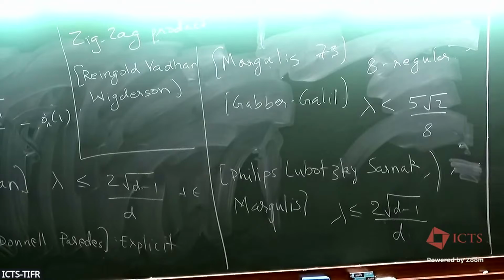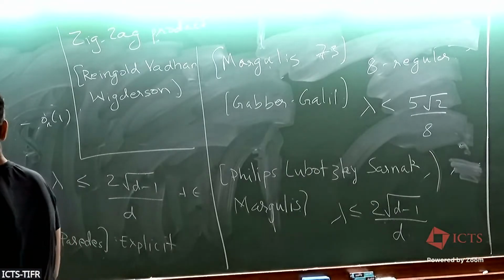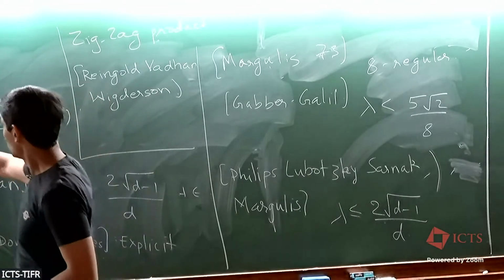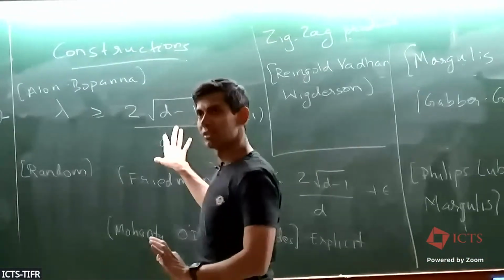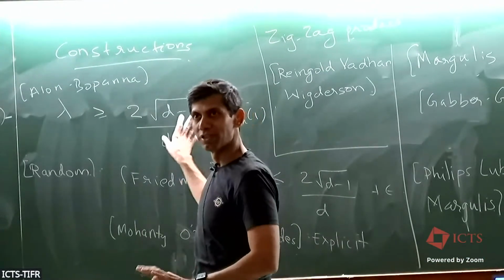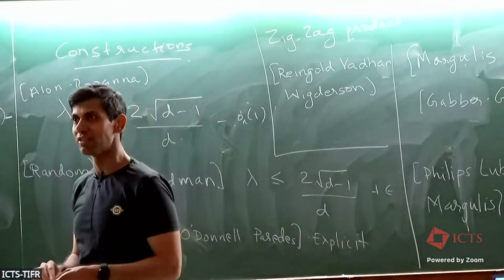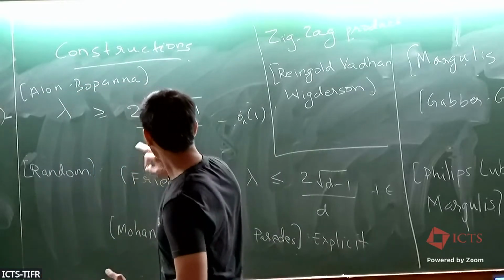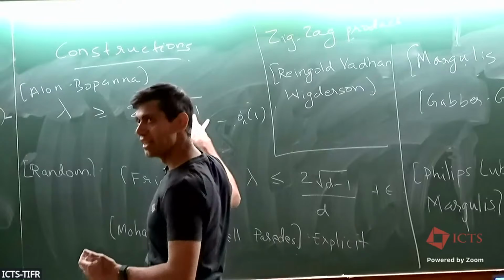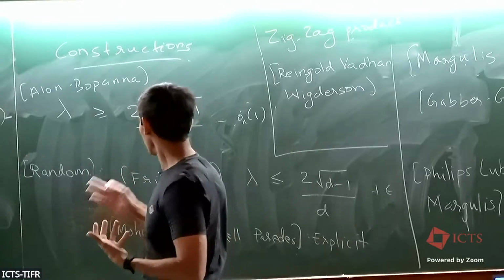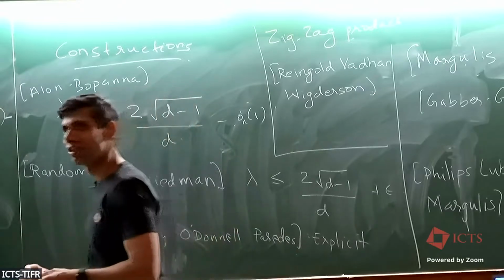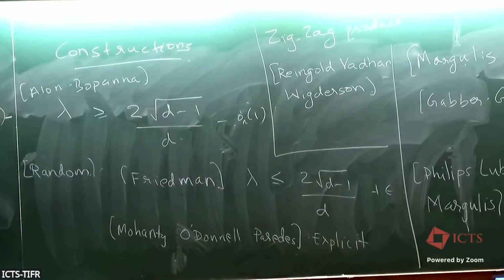Sorry. So the Alon-Boppana result is for all graphs. The way I wrote it, this is a d-regular graph, so d is the same degree for all vertices. But for any d-regular graph, lambda is at least this much. So in particular, you cannot have an expander which gets a value smaller than this. Okay. Other questions?